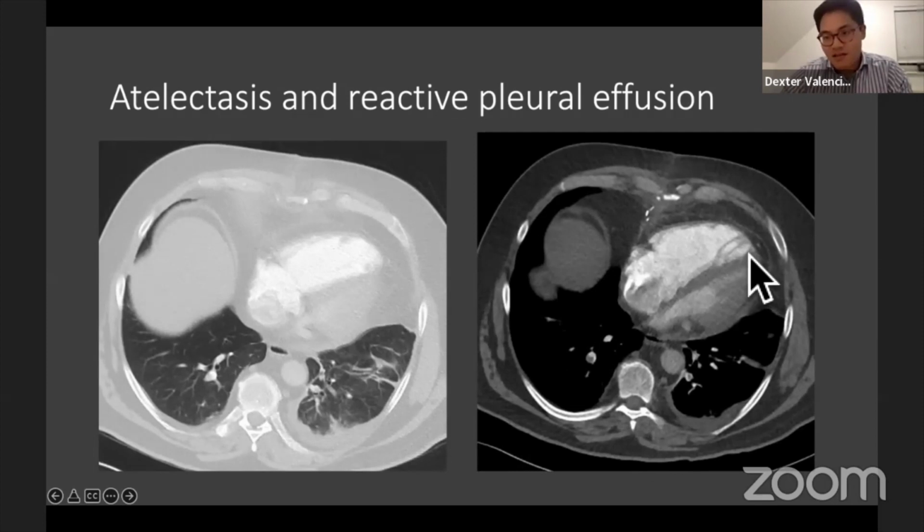Also, you can see this heart, this right ventricle is looking quite big. This septum is looking like it's starting to straighten. I'd be starting to worry about right heart strain in this patient.